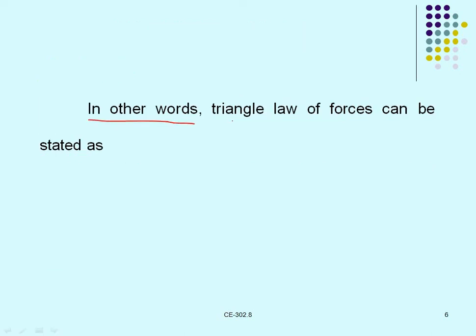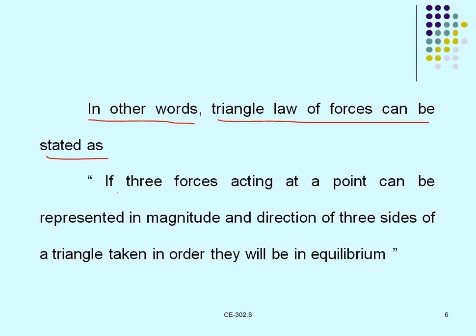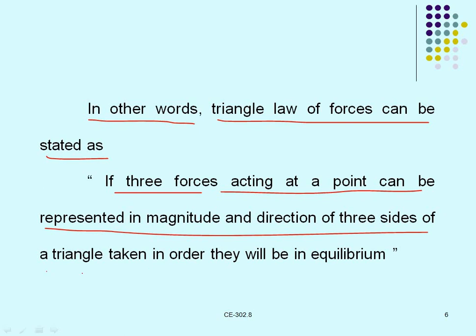In other words, the triangle law of forces can be stated as: if three forces acting at a point can be represented in magnitude and direction by three sides of a triangle taken in order, they will be in equilibrium. So the three forces acting on a point can be represented in magnitude and direction by three sides of a triangle, so they are in equilibrium.